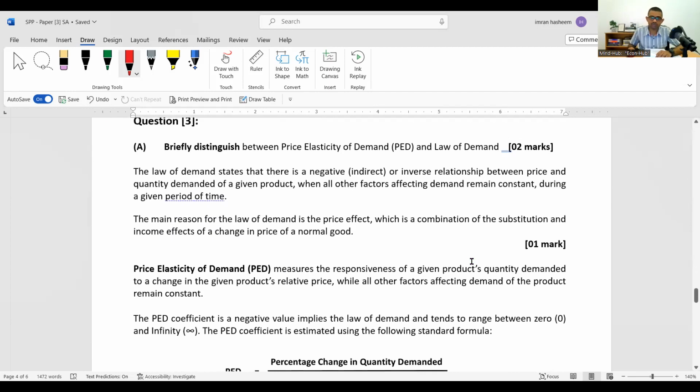Then the third question focuses completely on elasticity, elasticity of demand. I'm asking for the difference between price elasticity of demand and law of demand. A very common question I ask. I have asked it many times. This is the second time you're answering this question. But it's worth it. That shows knowledge and your ability to answer a question with the verb distinguish.